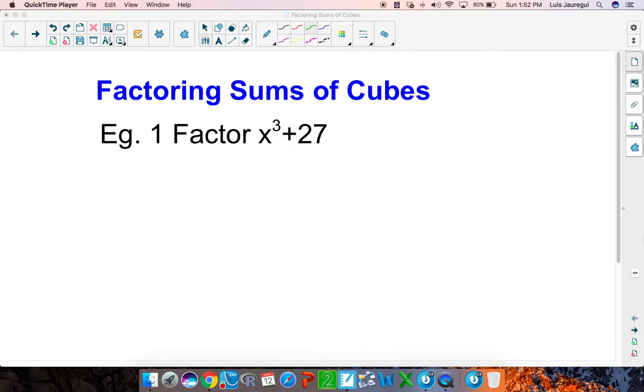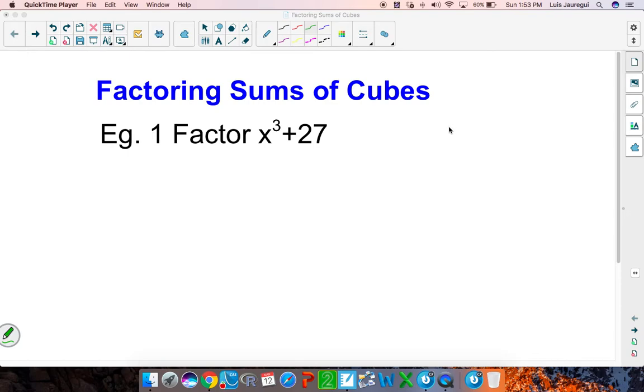Today we're going to be focusing our attention on another factoring pattern. In this case, we're going to be working with a pattern in which two cubic expressions are added together, and we're going to see how we can break it apart into its initial factors. So let's go ahead and start off by introducing the actual pattern.